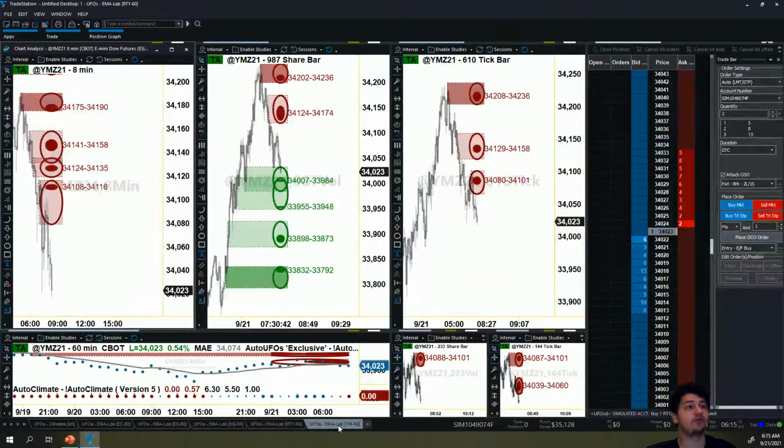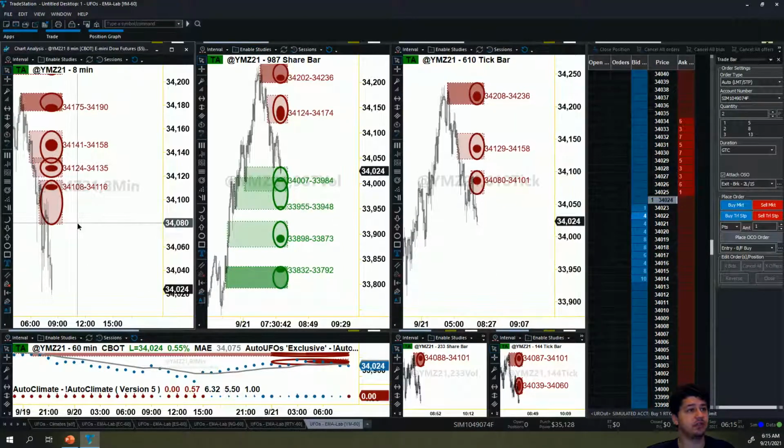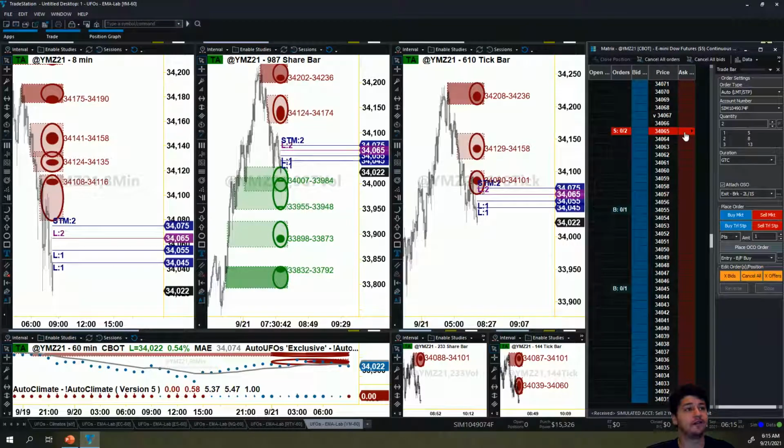Now for the Russell, we got the trade set up for the Dow Jones. It's already looking like it's moving away. 34,075 would be a valid trade here. 34,065 would be the more aggressive entry here.